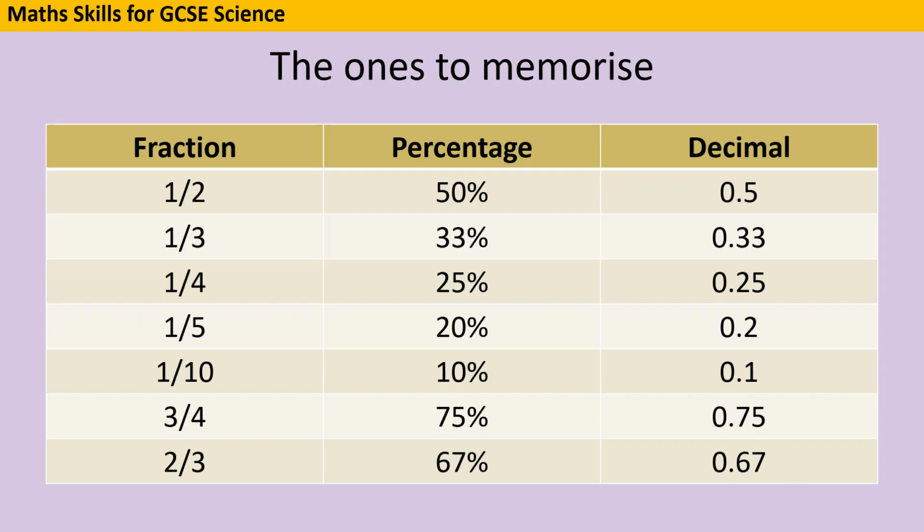Of course, all of your exams in GCSE Science are calculator papers. We don't have a non-calculator exam. But even so, it's worth you having some of these fractions, percentages and decimals memorised so that you can quickly and easily convert between them even without using your calculator. It's helpful to know that 3/4 is the same thing as 75% and 0.75.